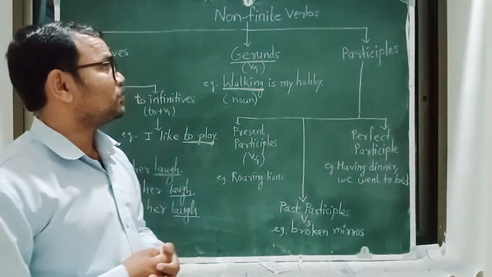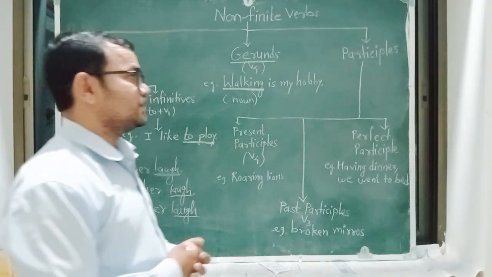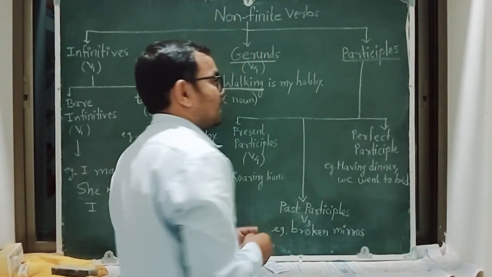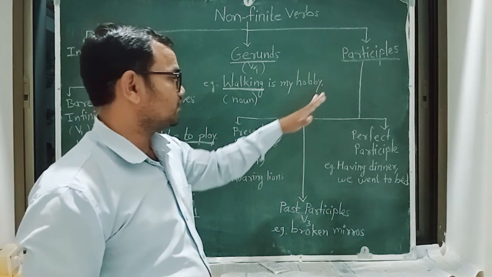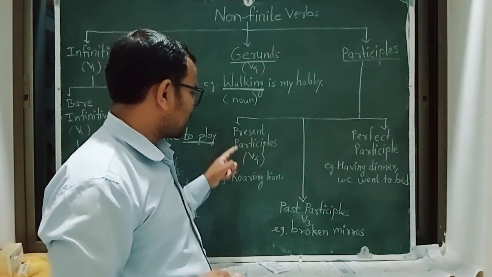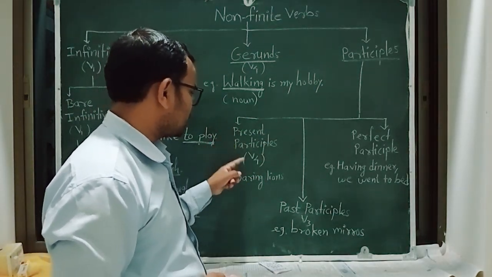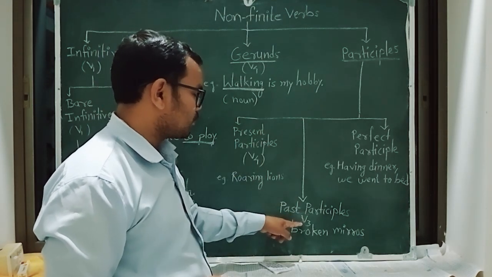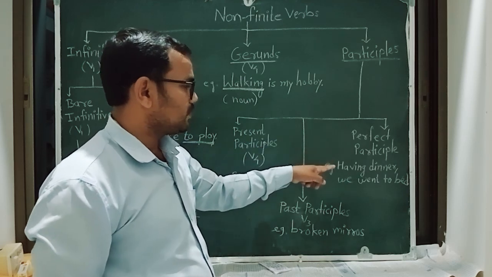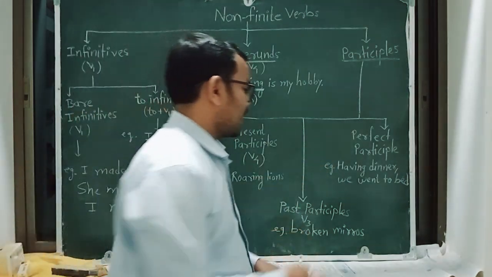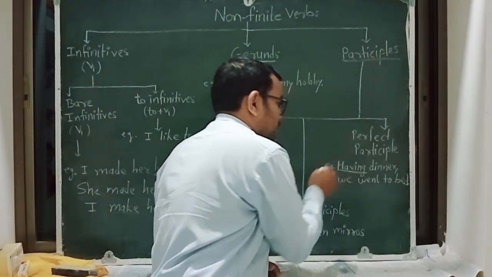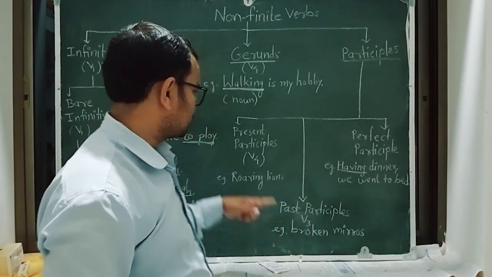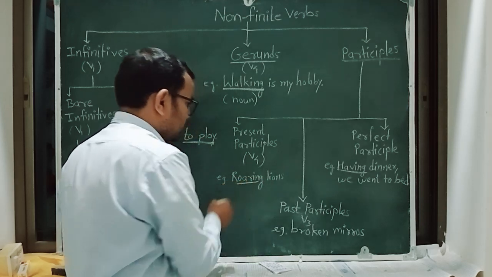Then the third type of non-finite verbs is participles, right? So participles are of three types. Present participle, again present participle is the V4 form of the verb. Then past participle, the V3 form of the verb. Perfect participle, right, which is formed by having, right? Perfect participle, right? Having is a perfect participle; a present participle is, for example, rolling, right?